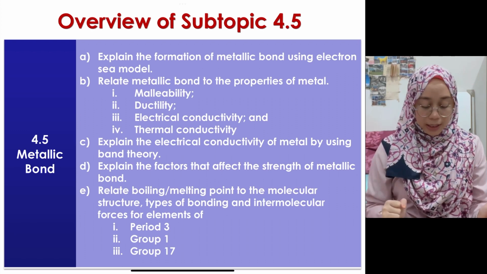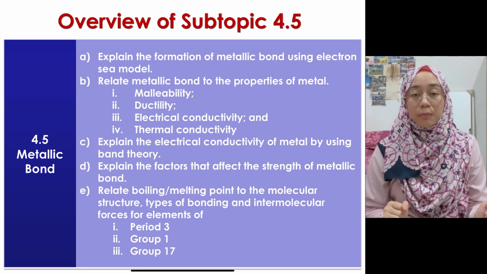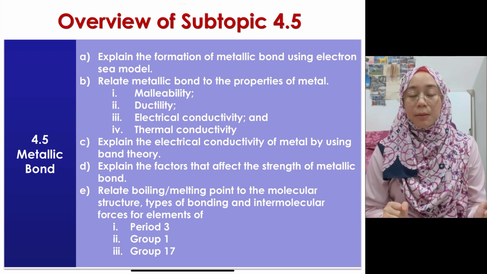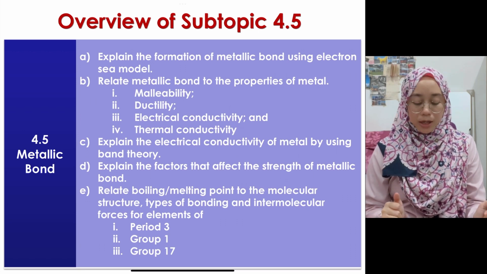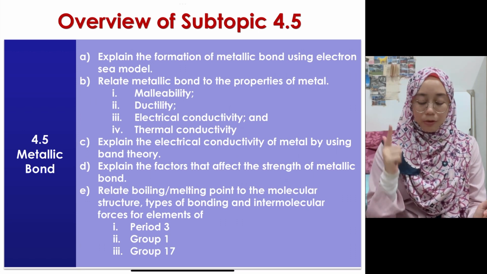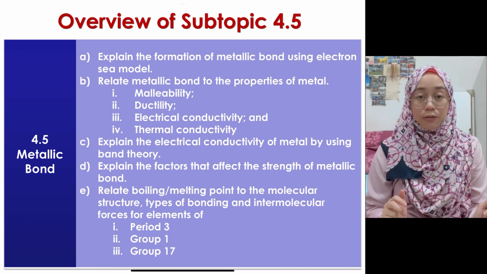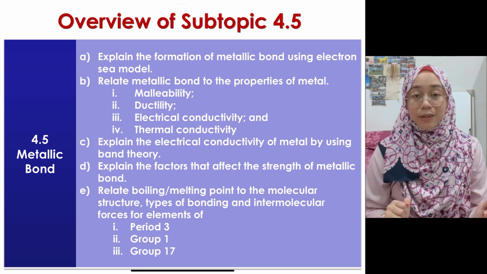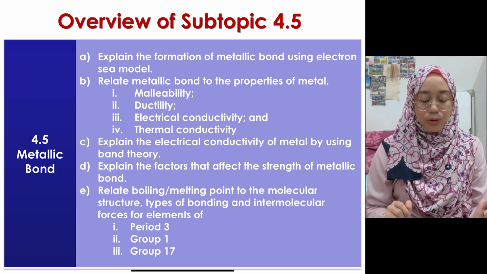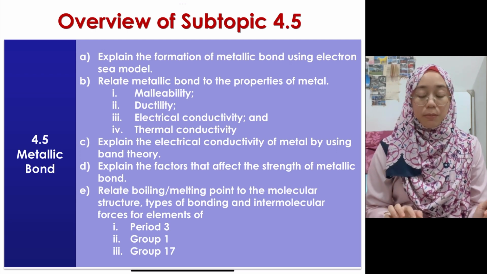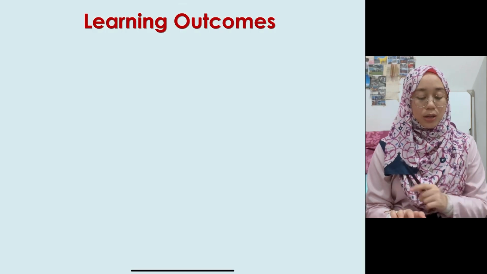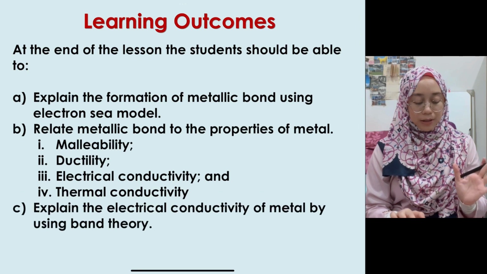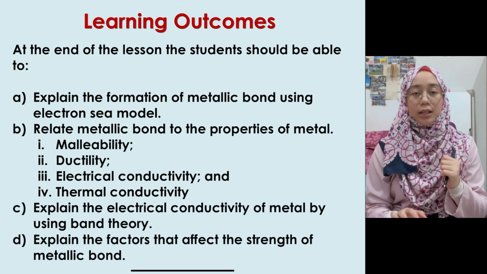And last sekali kita nak relate the boiling or melting point of atom ataupun of an element with dia punya molecular structure ataupun dia punya type of bonding or even dia punya intermolecular forces, but only for period 3, group 1 and also group 17. Okay, so first let's have a look at the formation of metallic bond by using the electron sea model dahulu. Kita akan cover yang 4 ni dahululah, the first 4 ni. Nanti the next part kita akan tengok the last one.